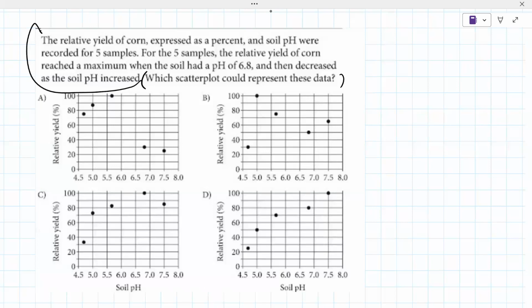C. C is a pretty good option. Why? Yeah, it's the only one that actually has the true maximum there. So that is the correct answer.